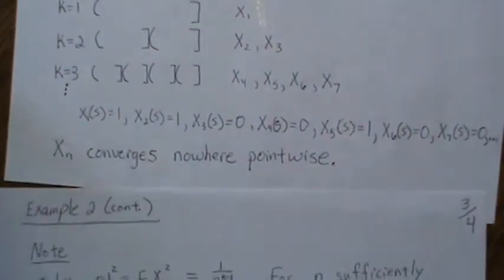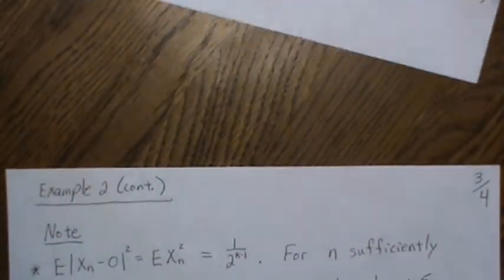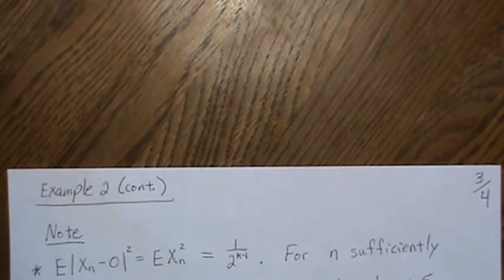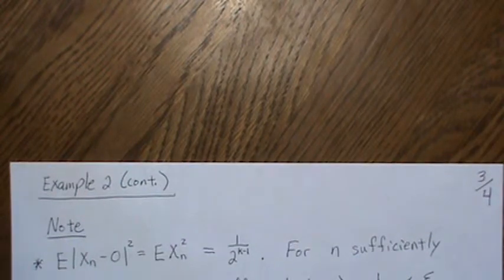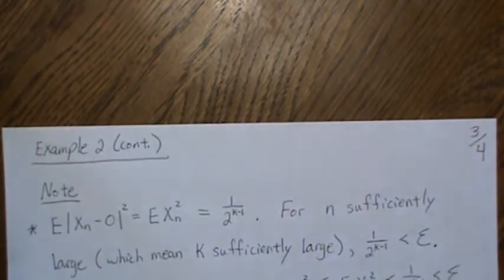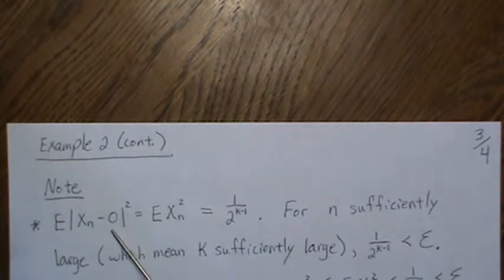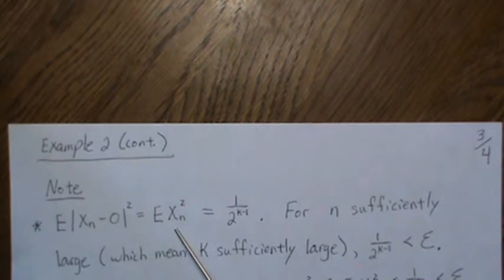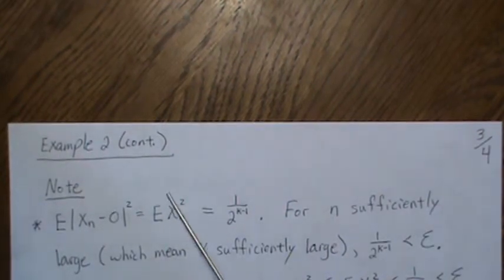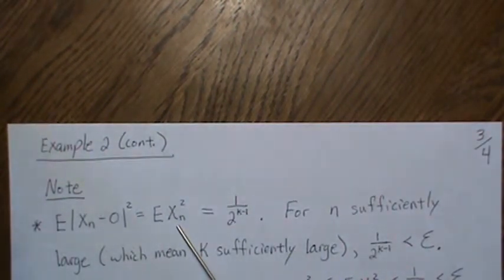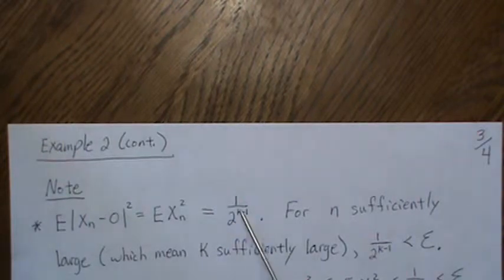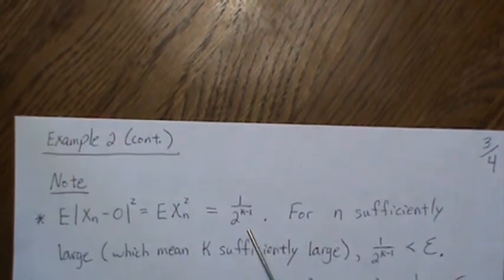So now we're going to look at convergence in quadratic mean, and we're doing that because convergence in quadratic mean implies convergence in probability. We think that it converges to 0 in quadratic mean. If we look at this piece, remember this is an indicator function, so it's 1 times the probability of that happening, which is the probability of that interval. Taking the difference in the endpoints, we get 1 over 2 to the k minus 1.